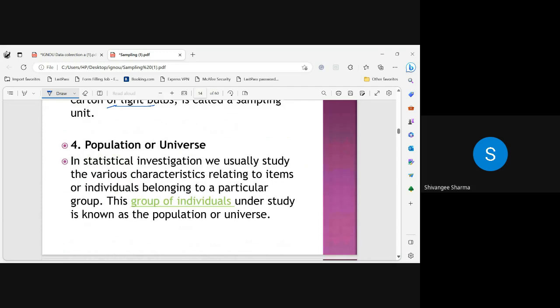We all know what is population or universe. In statistical investigation, we usually study the various characteristics relating to items or individuals belonging to a particular group.